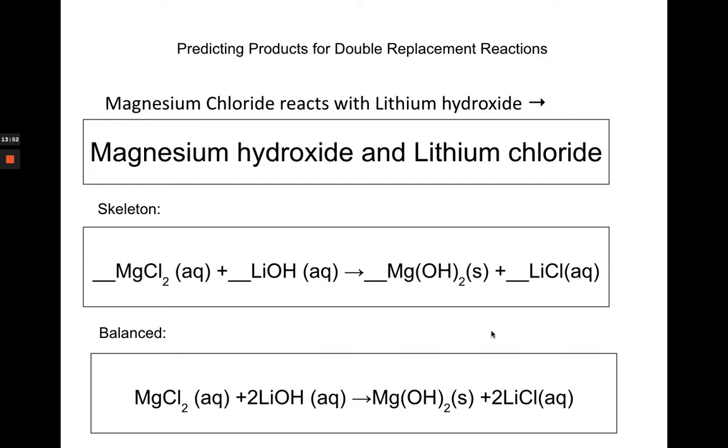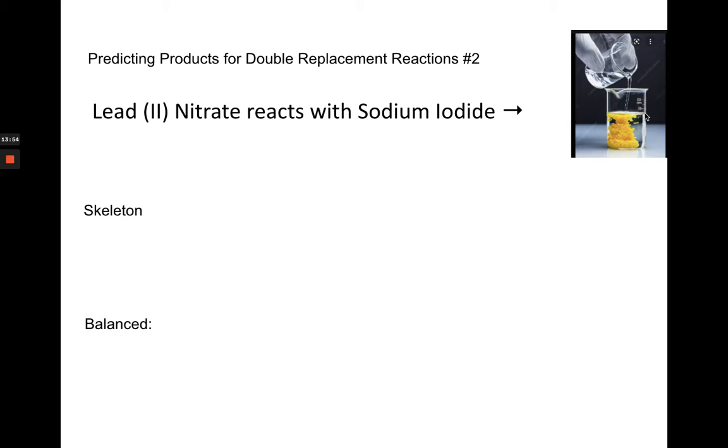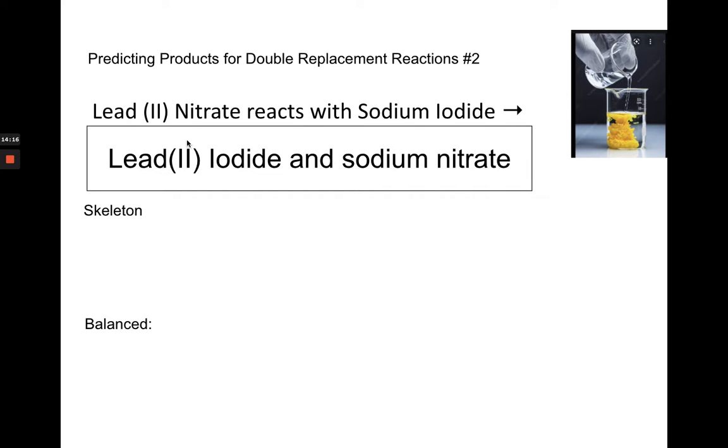Let's try one more. So this is the reaction. I want you to look at this picture. Here we had the 2 solutions. When we combine them, you get this yellow cloudy precipitate. So this is lead 2 nitrate. That's what's in the upper container. Initially, you had sodium iodide in the lower container. You can see when they're combined, something comes out. So again, we're going to do inner outer. So the product would be lead 2 iodide and sodium nitrate.